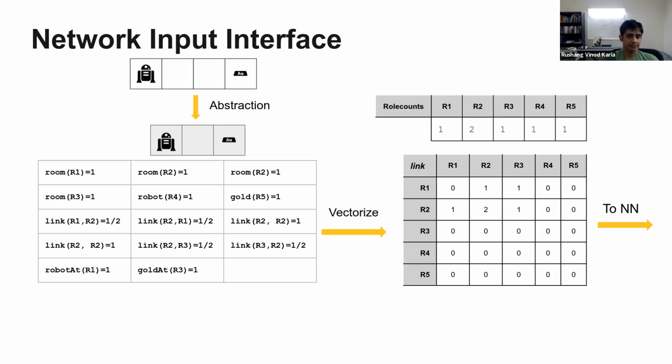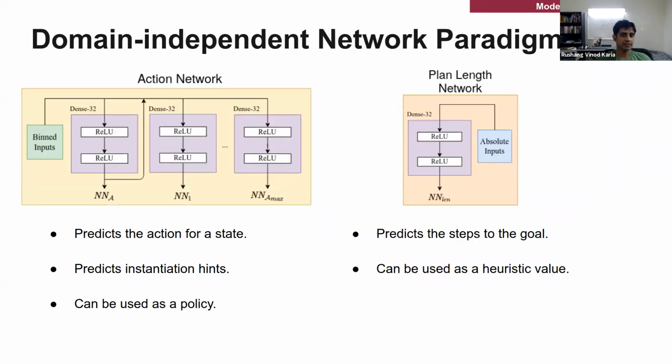And at this point, there is no use of the action models. For the second step for achieving model agnostic behavior, we propose a domain independent network paradigm, wherein the network architecture does not require any information about action models.